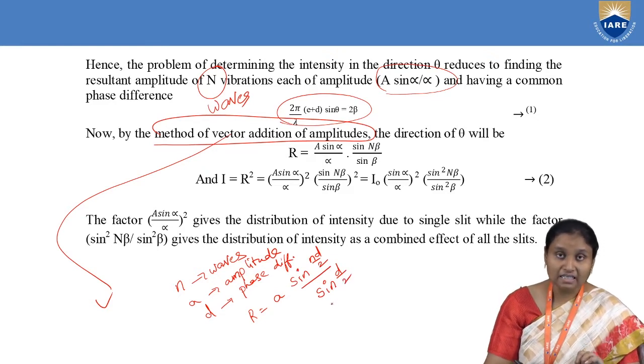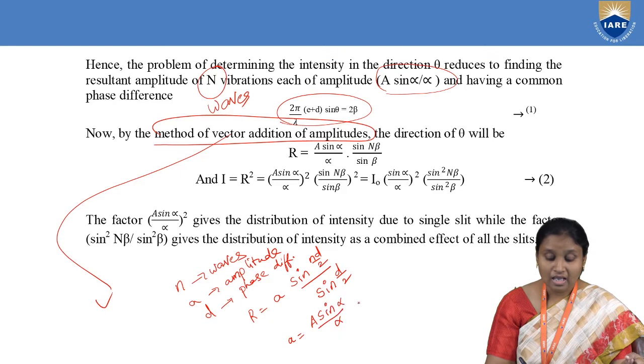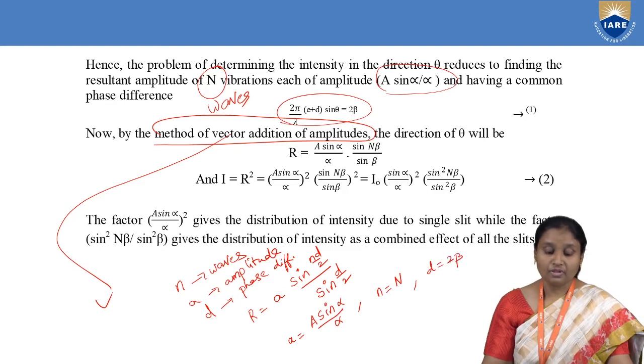But in our case, what is our amplitude? The amplitude of each diffracted wave is given by A sin alpha by alpha. And how many waves? Instead of small n, I have capital N. And what is my phase difference? Phase difference is 2 beta.